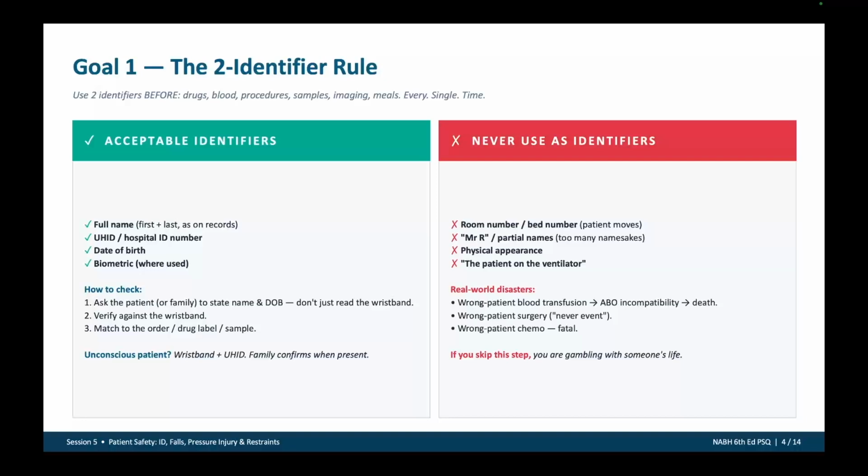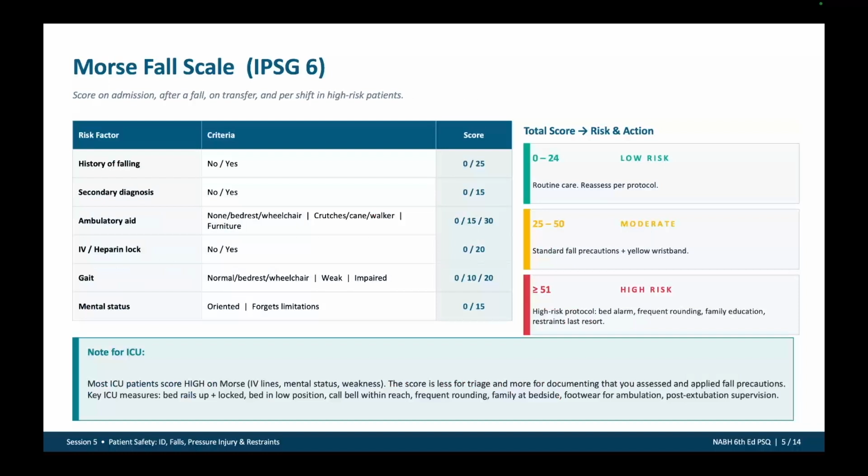The real world disasters: when we give a wrong blood transfusion, it results in ABO incompatibility and potential death. Wrong patient surgery is a never event, which should never happen anywhere. Wrong patient chemo can also result in fatal side effects in a normal patient. If you skip these steps, you are gambling with someone's life.